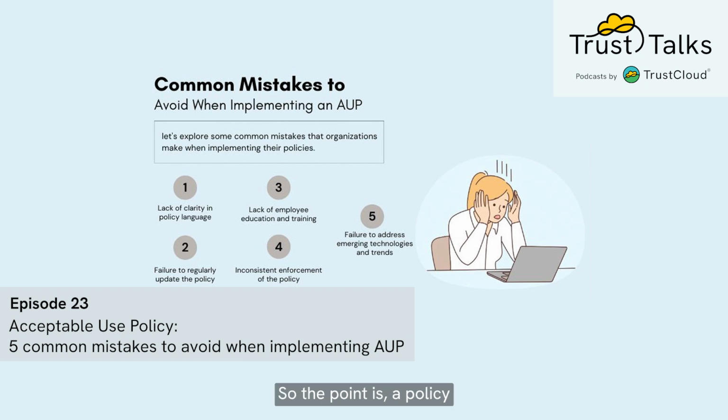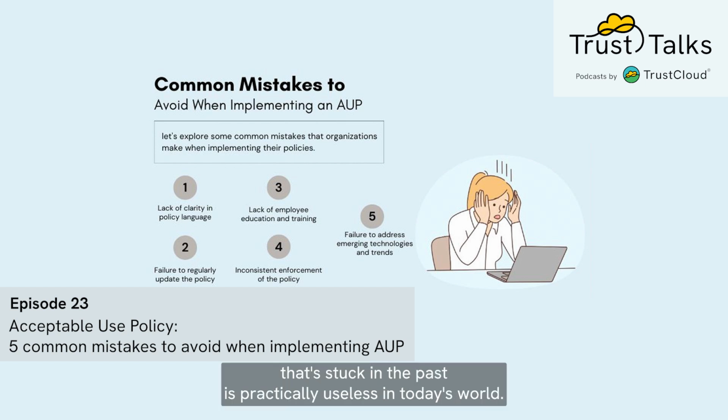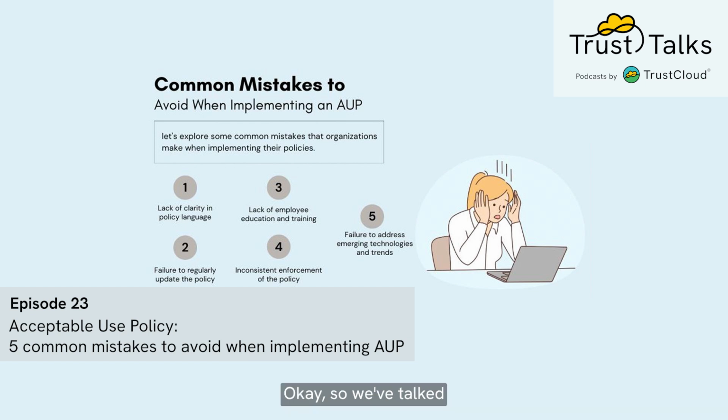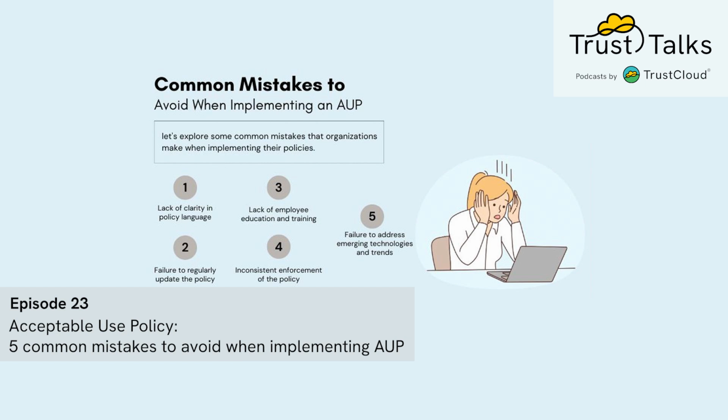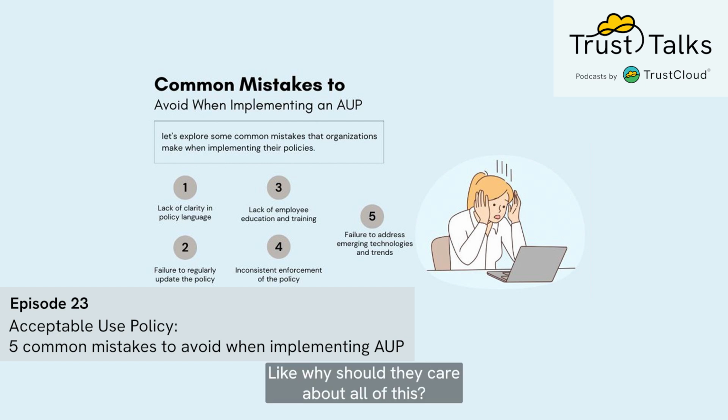Yeah, exactly. So the point is, a policy that's stuck in the past is practically useless in today's world. It needs to be a living document, something that's constantly evolving to address the latest threats and technologies. Okay, so we've talked about the 5 common mistakes that companies make with their AUPs, but why is this important for our listeners? Why should they care about all of this?